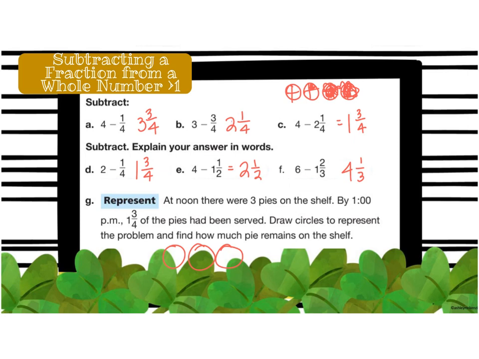So what would I break each one of these pies up into? 4 pieces. Okay? So one of these is gone, and 3/4 of another is gone, which means what do I have left? 1 1/4. Very good. Do y'all feel okay about that?